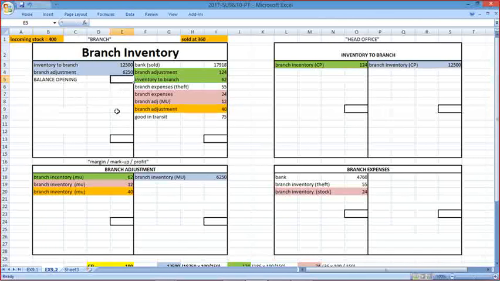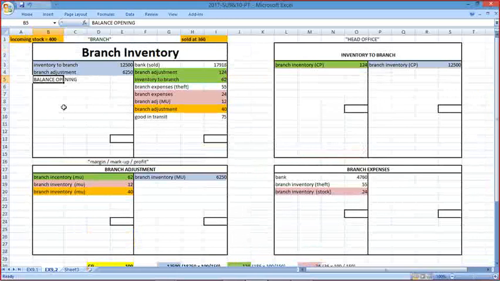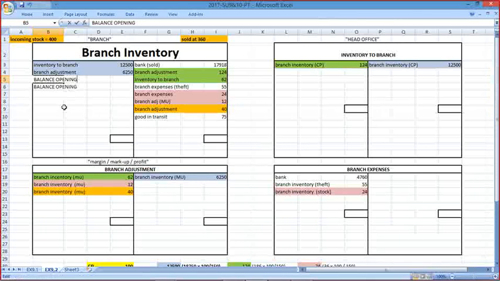So branch opening, how much was the opening? 1,500. The 1,500 is again going to have to be split between markup and cost. I like to show it separately because in this question it was given as separate, so at least you get marked for both. So 1,500 times 100 divided by 150 is 1,000. And then half of that is 500. So there's the opening balance.